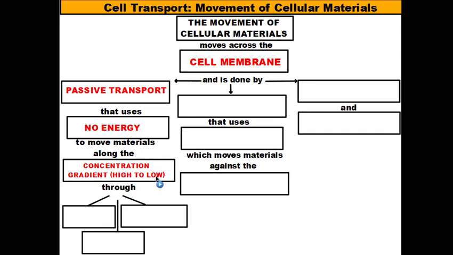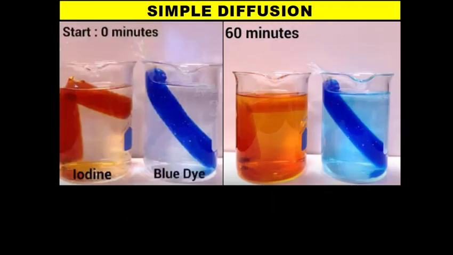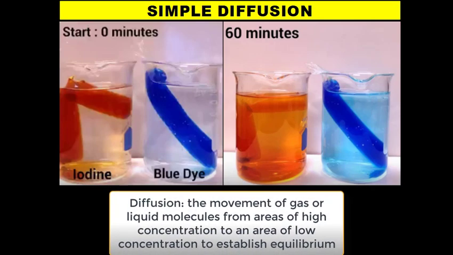The first type of passive transport we're going to talk about tonight is diffusion. Let's take a look at an example and how this all works. First thing to remember: diffusion is the movement of gas or liquid molecules going from an area of high concentration to low to establish an equilibrium.